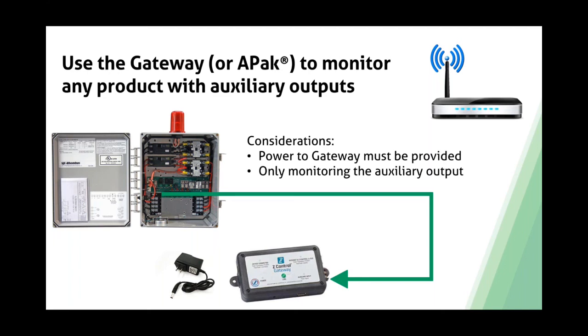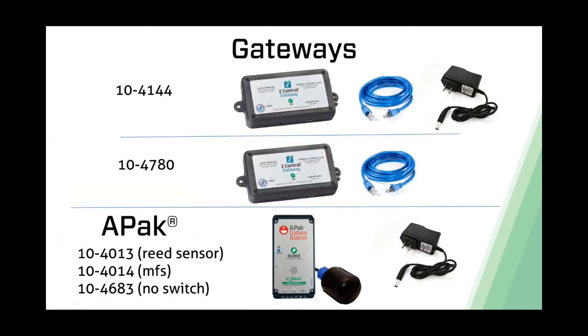Now, in those cases, you're probably going to have to provide power to the gateway. Some of the models come with a little power adapter, as you can see in that picture there. You just need to plug that into an AC receptacle. So to be able to monitor using a gateway or an APAC, these are your part numbers.